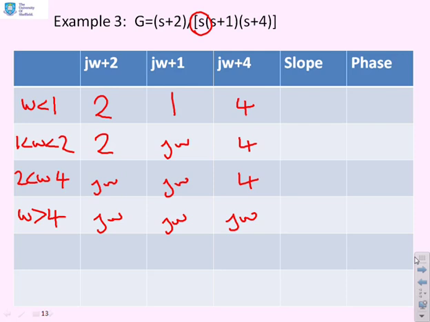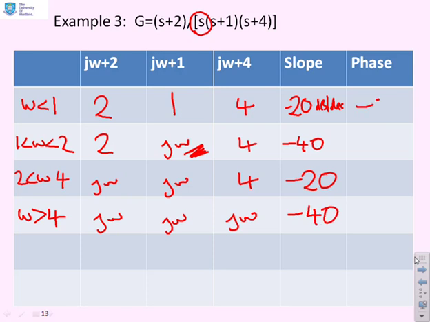So the total slope for omega less than 1 is going to be minus 20 decibels per decade, and that's all going to come just from the s, because the other terms are constant. Between 1 and 2, you're going to get minus 40, because you've got the s and this s plus 1. Between 2 and 4, you're going to go back to minus 20, because you've got the s plus 2 in the numerator. And then for omega greater than 4, you'll go back to minus 40. And the phase just matches that. You'll have minus 90, minus 180, minus 90, minus 180.